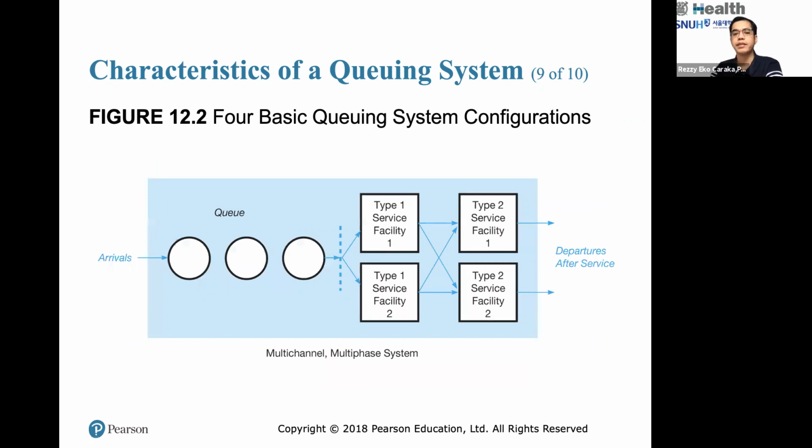And also we can make it like this. They come to our business area, arrivals, and wait in the queue system. And here we have the type 1 service facilities, and type 1 service facilities 2. So this is the multi-phase system for each service facility, from type 1 and then type 2, until the departure after the service. So this is an example of a multi-phase and multi-channel system.